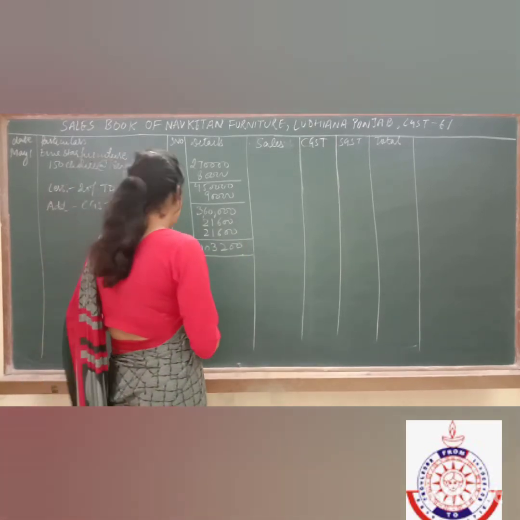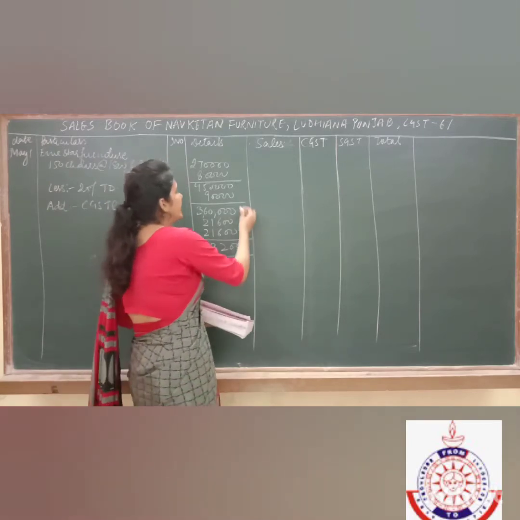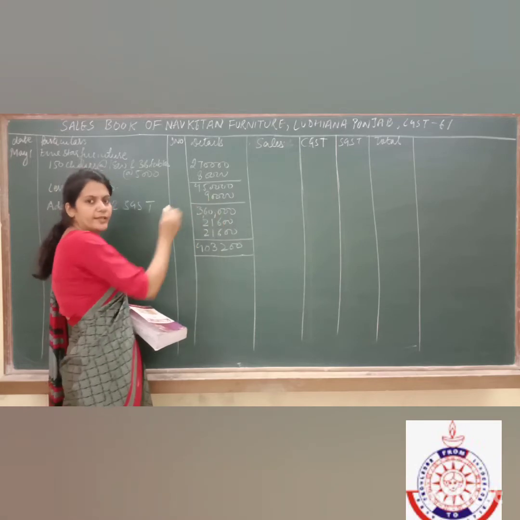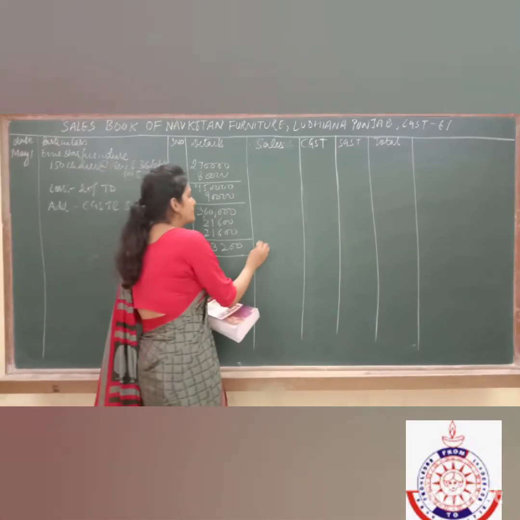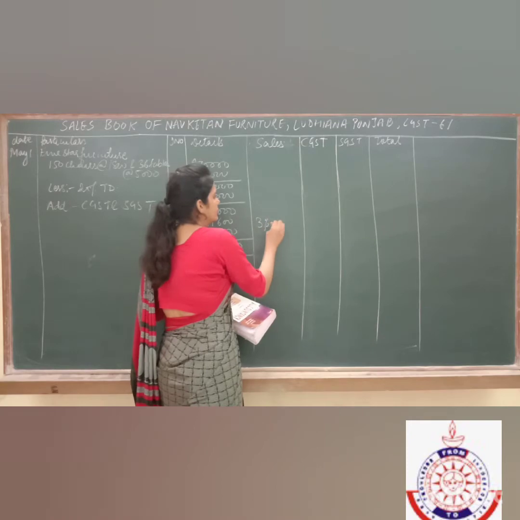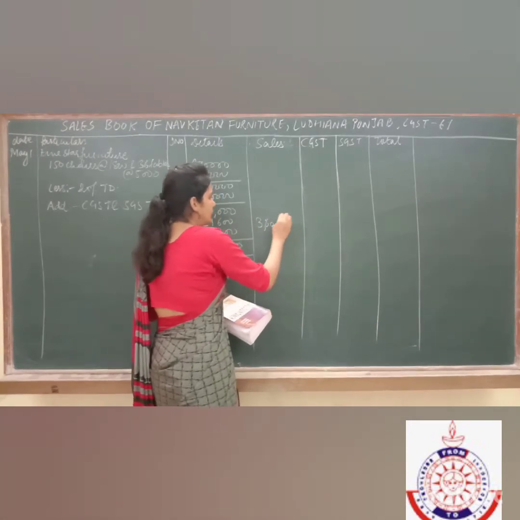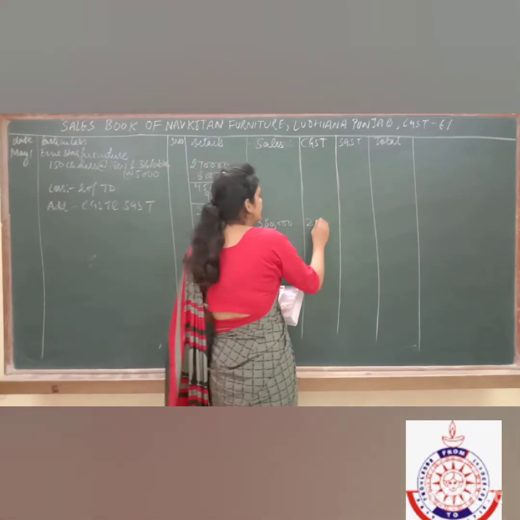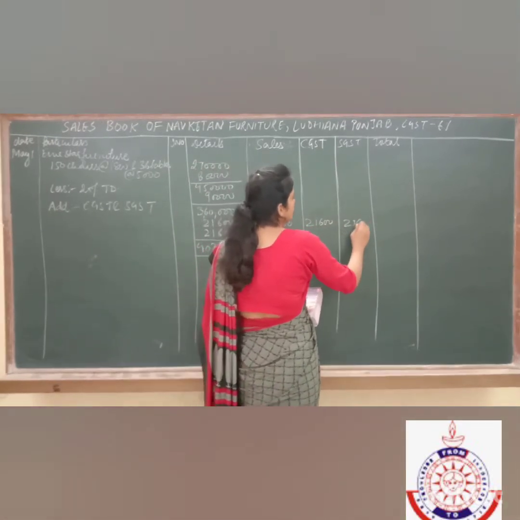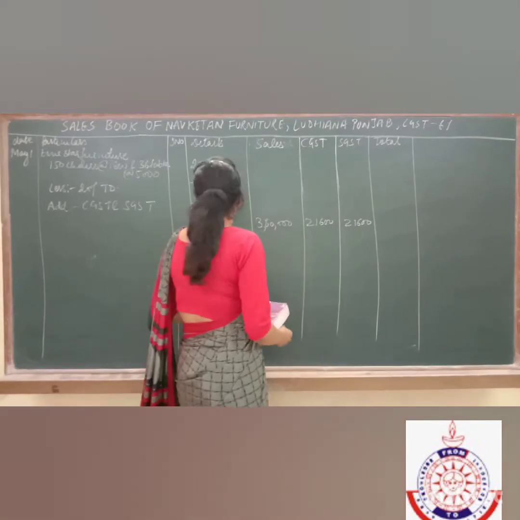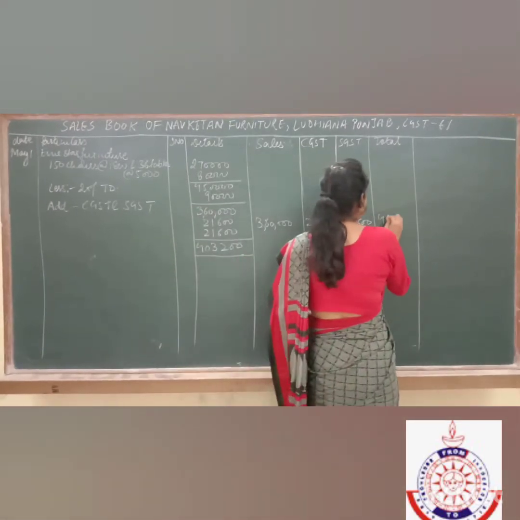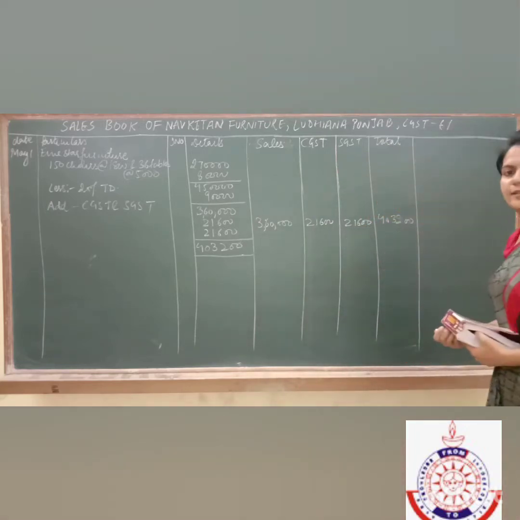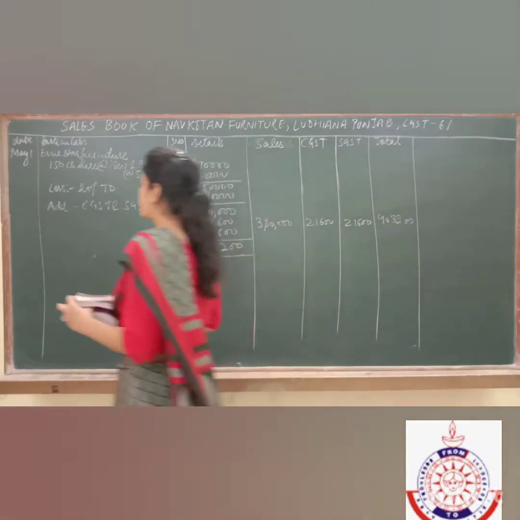Then write the amounts in the respective columns. In sales, you will write the amount which we get after subtracting trade discount, which is 3,60,000. Then in CGST and SGST, 21,600 each. And then their total, that is 4,03,200. I hope till this point things are clear to you. Now move to the next point.